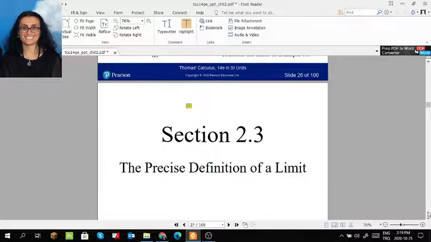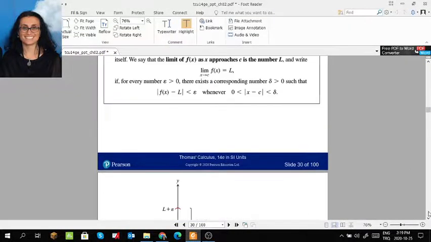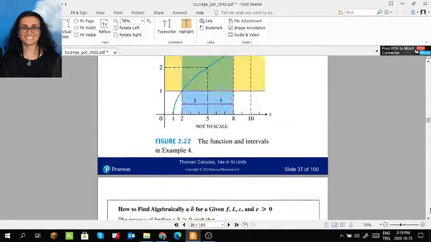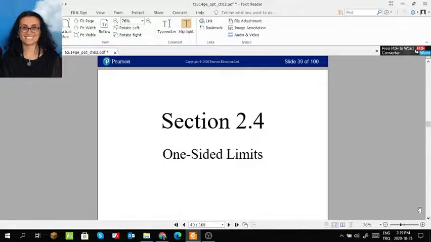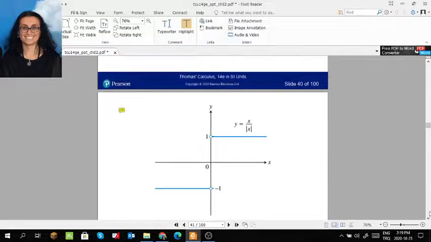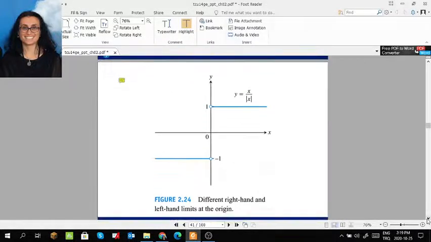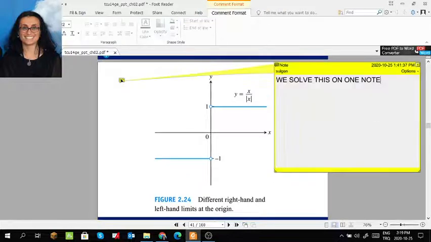Okay, let's move on. We skip section 2.3. In section 2.4, these are the one-sided limits. Okay, here's the first example. Let's see. We solve this on one note. This is the x over absolute value of x. Let's go to it.